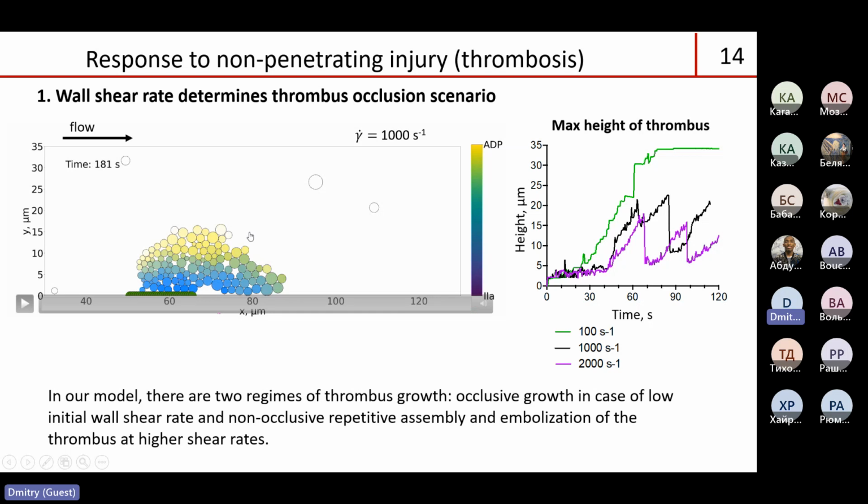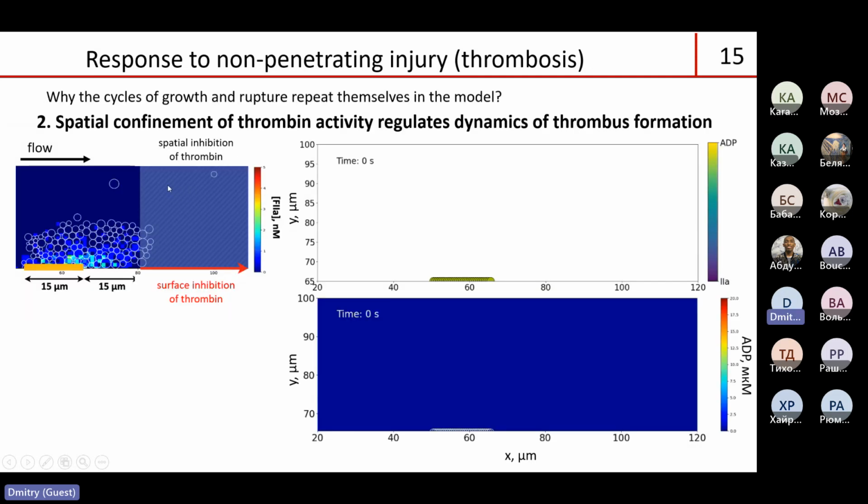So in order to test the idea, we decided that this happens because thrombin in our model is not confined in the direction of the flow. We see that it's convected downstream, and here blue platelets also originate. So with time we see that the core grows in length because thrombin particles are advected, brought by the flow downstream. So we decided to see what will happen if we have, for example, spatial inhibition of thrombin in some area downstream. For example, in this case, here is the injury site, and after this coordinate, we strictly enforce that activity of thrombin is set to 0.